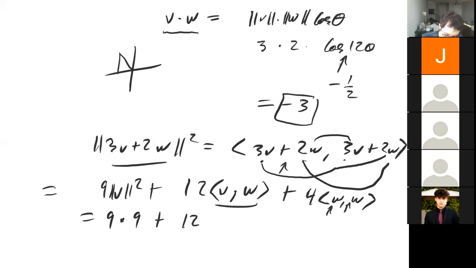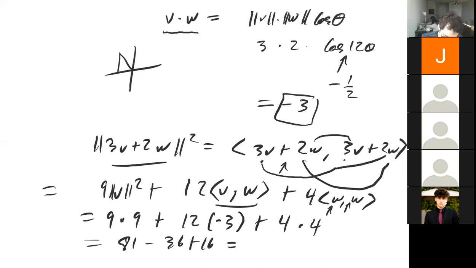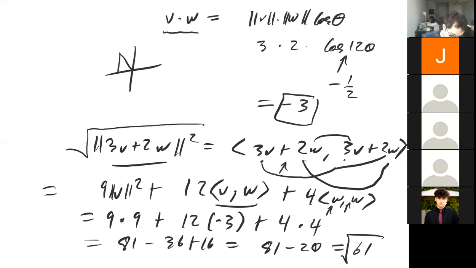It's just minus 3 times minus 3, plus 4 w squared. And what's w squared? It should just be 4. And so that gives you 81 minus 36 plus 16. And that gives you 81 minus 20, which is 61. Then we take a square root on both sides and we get that the magnitude of 3v plus 2w is equal to root 61, okay?